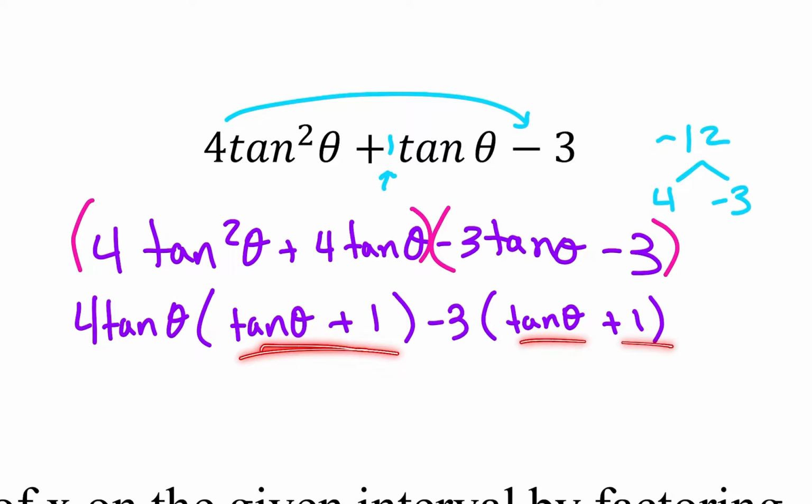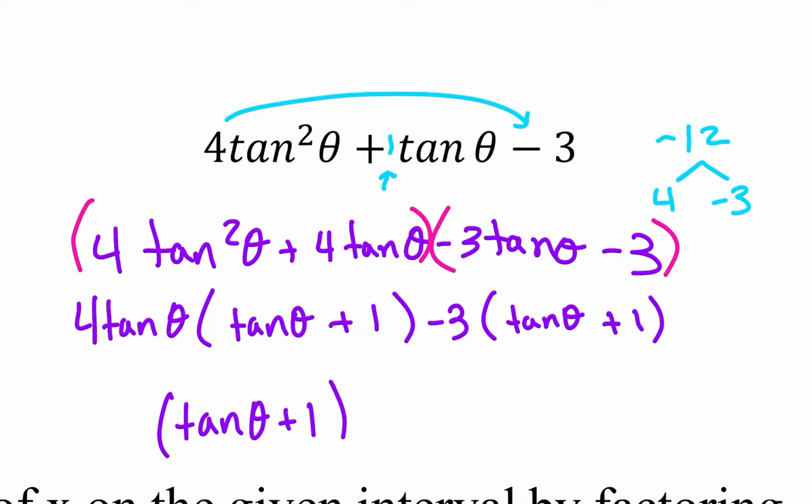Remember, what we're looking for is that this and this are exactly the same. And if they are, we're going to factor that out. So we're going to write tangent of theta plus 1 one time, and the remaining factor, the remaining parentheses, will be this one and this one together as a parentheses. So 4 tangent of theta minus 3. And those are our two factors.